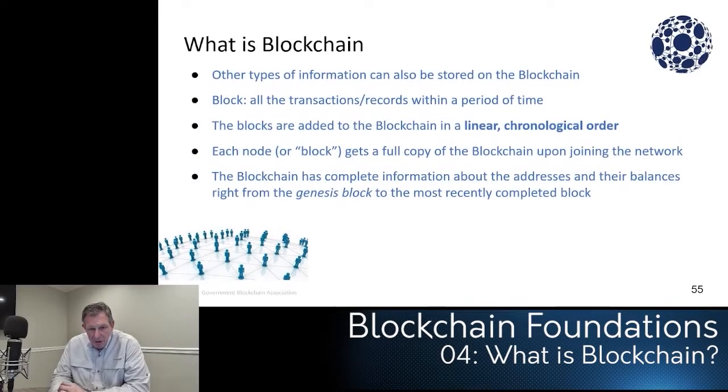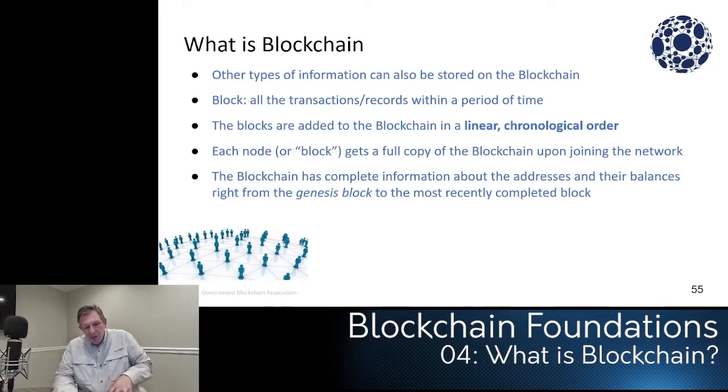So you can share all kinds of stuff on a blockchain, and it records the transactions and records within a period of time. So instead of turning the page, think of it as every, say, 10 minutes or some period of time, the page turns, and if there are any new transactions, they get written into that new page or that new block. All right, and the pages are typically added, again, there are alternative architectures, which we'll talk about later, but they're typically added in a linear chronological order. And then each node gets a full copy of the blockchain when they join the network, right?